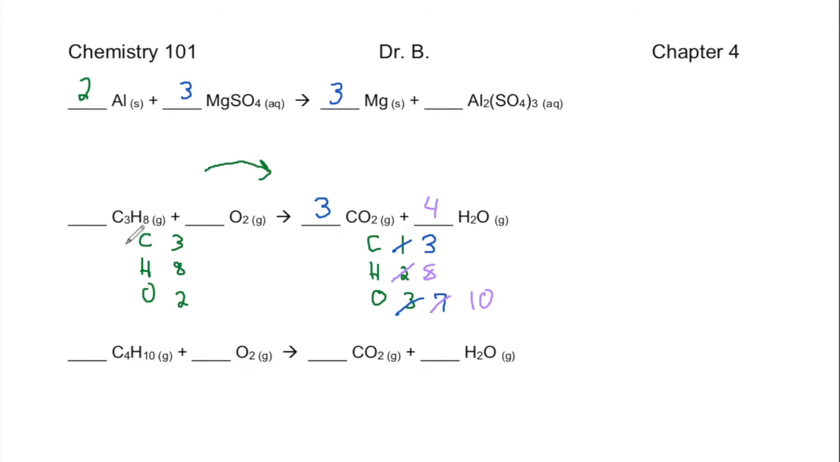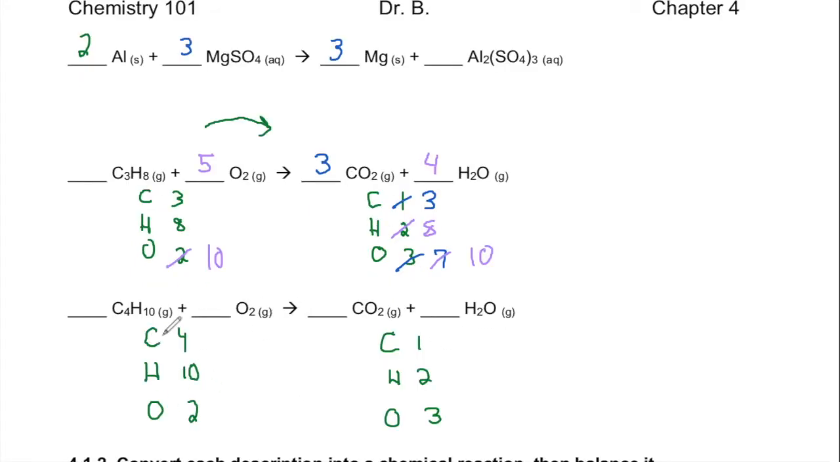Okay, our carbon and hydrogen are done, but now we need to figure out how many oxygen molecules we need. To get 10 oxygen atoms altogether, fortunately that's an even number, we would just need 5 oxygen molecules. So now we have this balanced. Okay, so let's try this next combustion reaction. Starting out, we have 4 carbon, 10 hydrogen, and 2 oxygen.